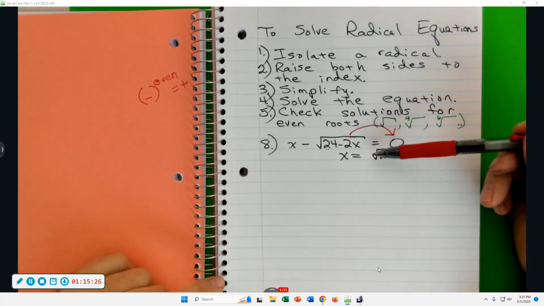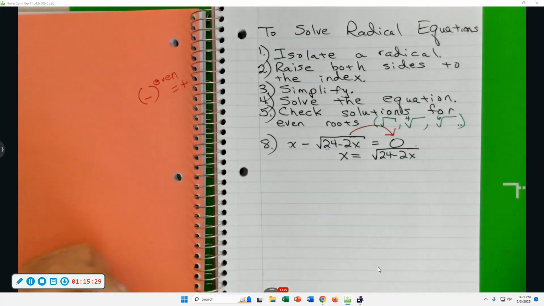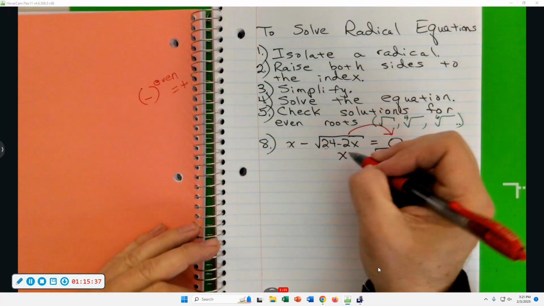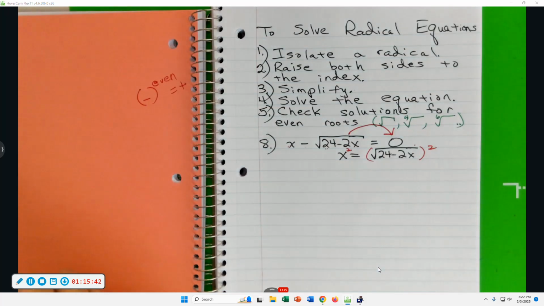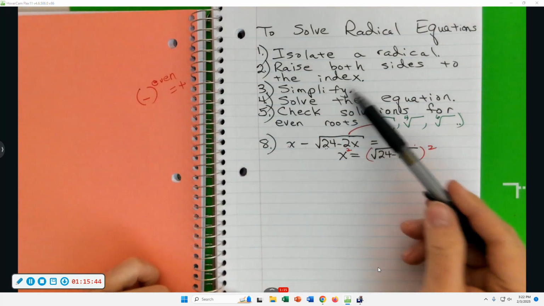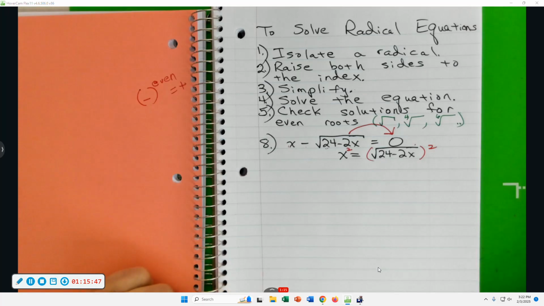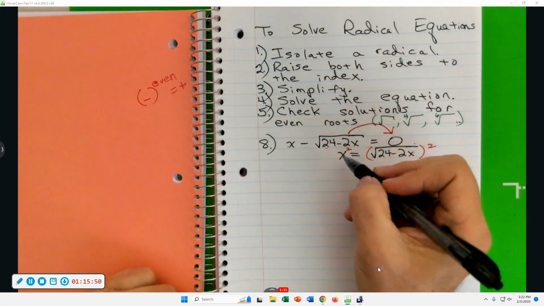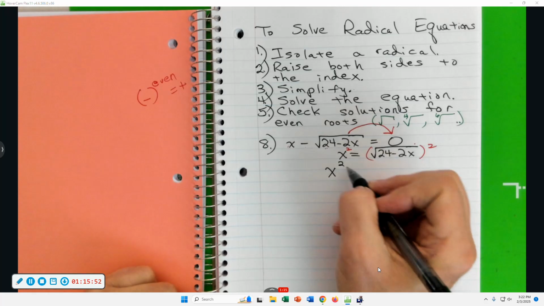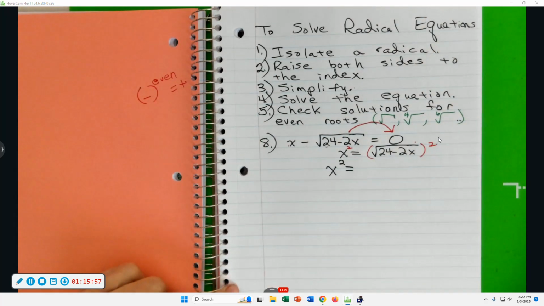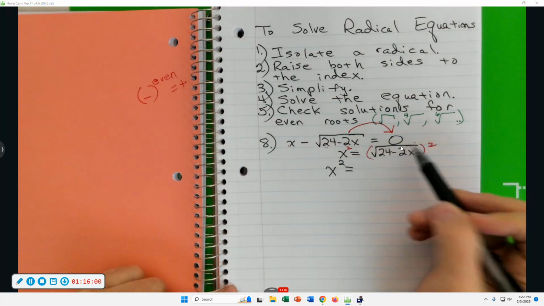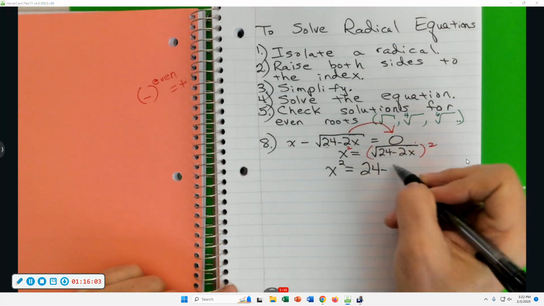Now, these are square roots, so what power am I going to have to put on both sides? What power eliminates a square root? A square, we're going to square both sides. There and there. So we can simplify. I don't think we're going to have a radical remaining, are we? We have x squared equals, what have we got on the right? The square undoes that square root, leaving us just 24 minus 2x.